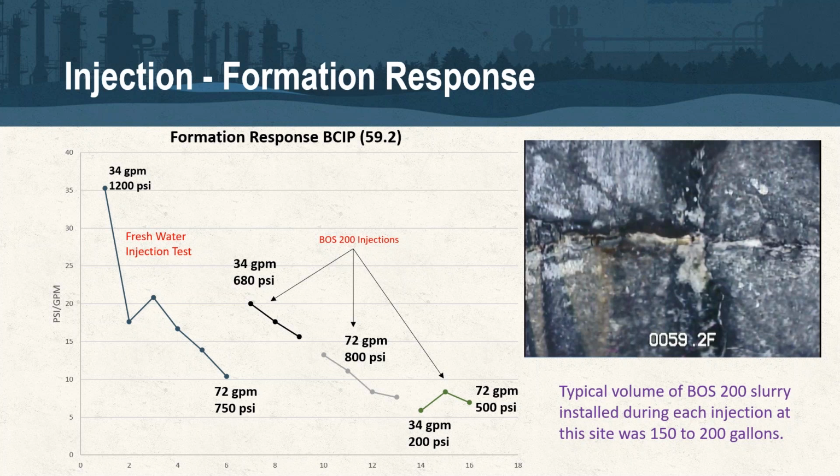And just for the audience, the typical volume of Voss slurry installed during each injection at the site was somewhere around 150 to 200 gallons for each of those individual data points that we see on the graph here. Next slide, please, Derek.